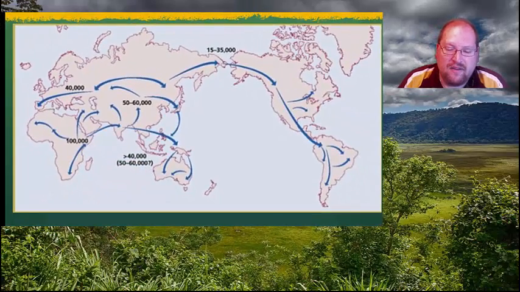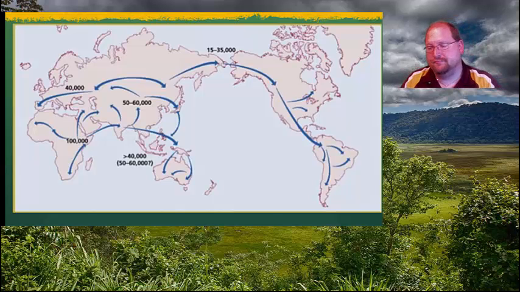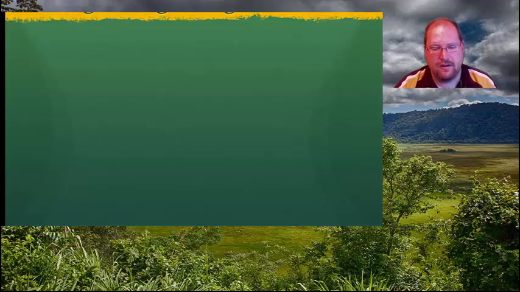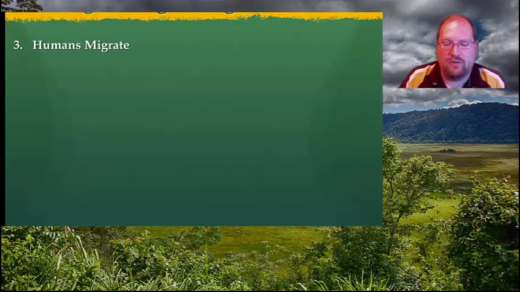This was determined based upon the artifacts that scientists have found in different areas around the region and around the world. From that, we can get an idea of when they showed up in different areas around the globe. So let's look at where humans have migrated to and what we can learn from it.